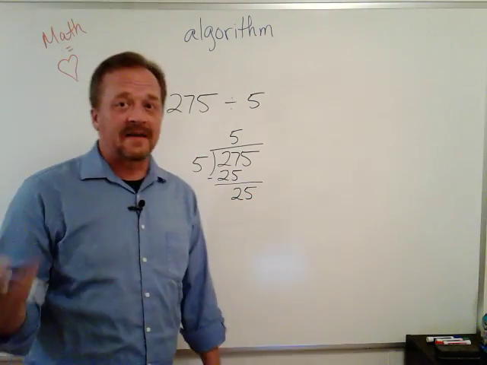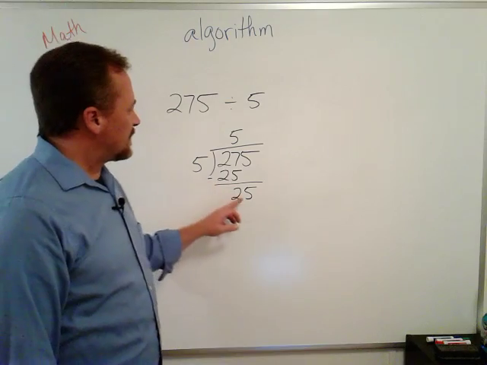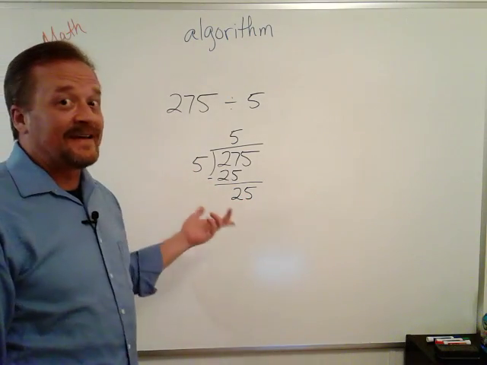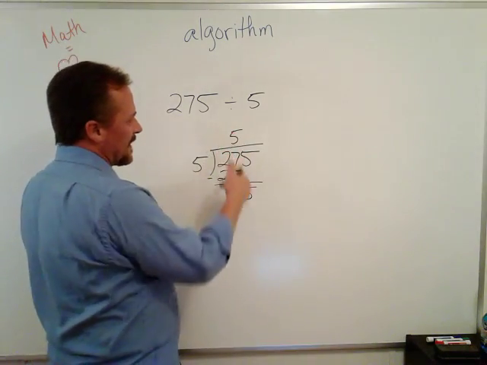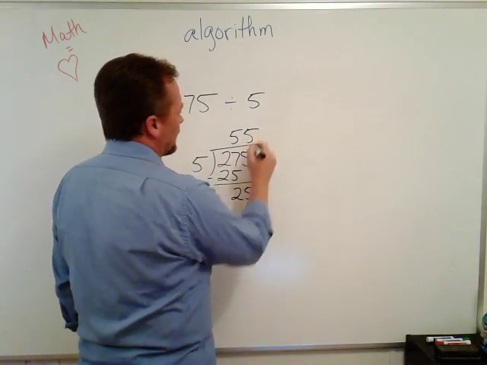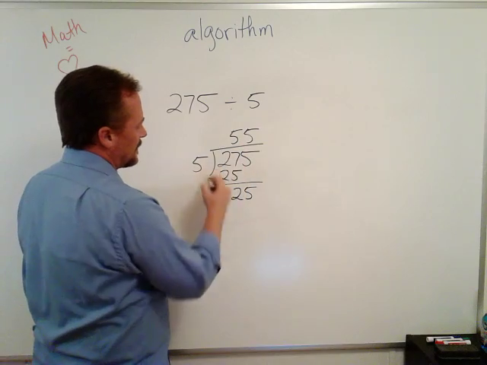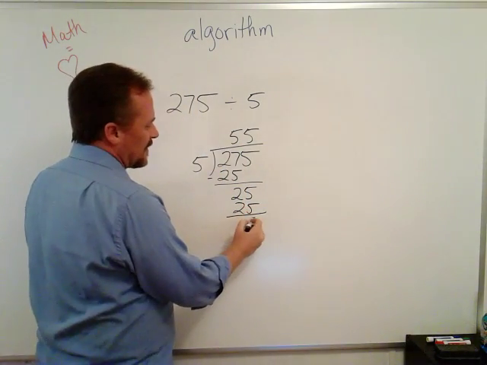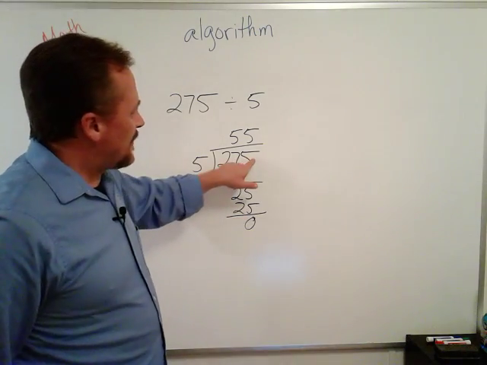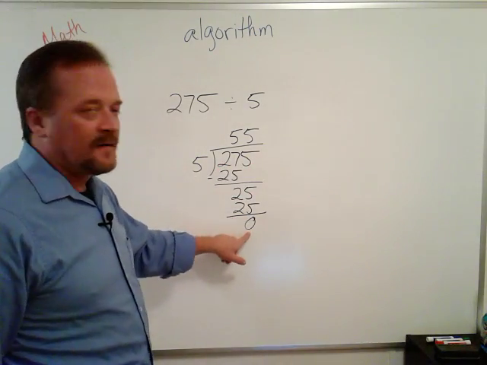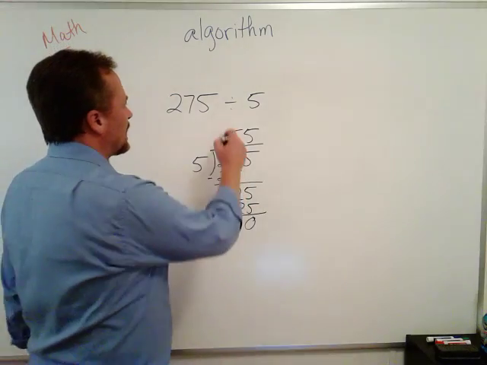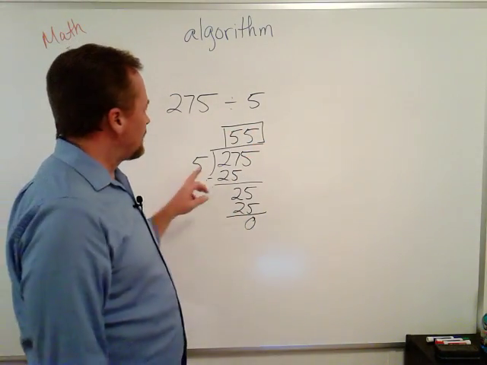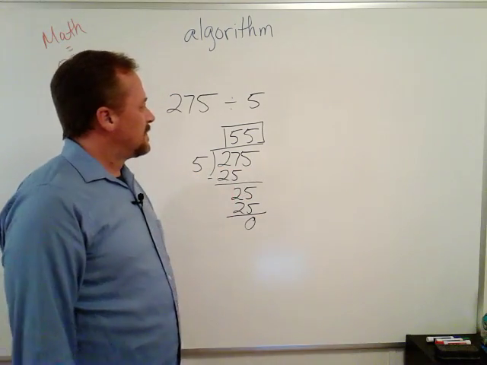And then I ask the question again. Can 5 go into 25? Can 25 be divided by 5? Yeah, evenly, right? 5 times 5, I just figured that out. So I write the answer above that number. 5 times 5 is 25. And I know that I'm done because I've used up all the digits in this number and there's no remainder. So this right here is the answer to the question, how many times can 5 go into 275?